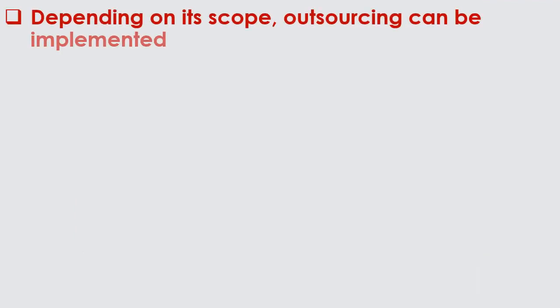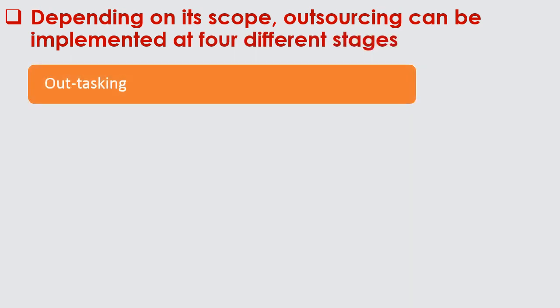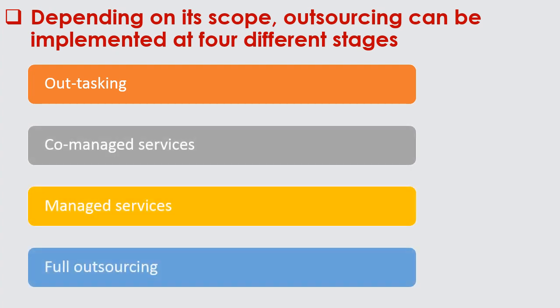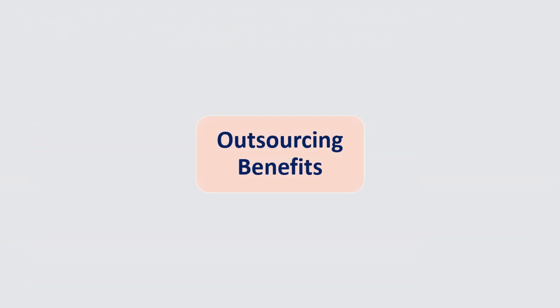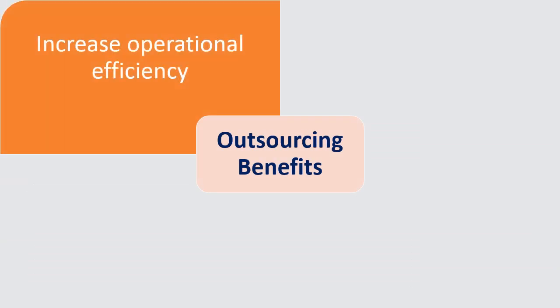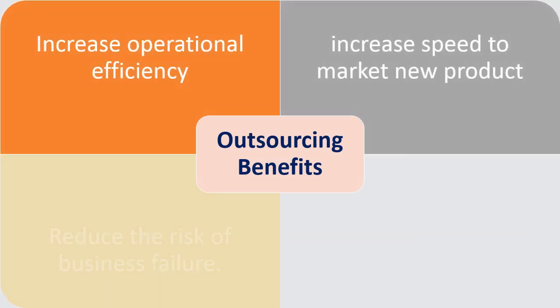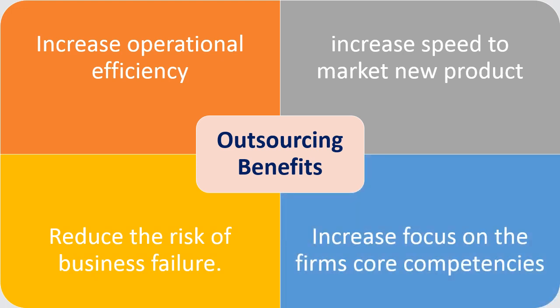Depending on its scope, outsourcing can be implemented at four different stages: outtasking, co-managed services, managed services, full outsourcing. Outsourcing benefits: increase operational efficiency, increase speed to market of new products, reduce the risk of business failure, increase focus on the firm's core competencies.